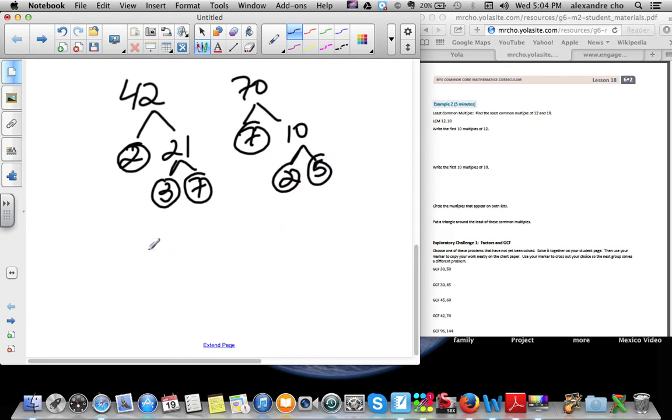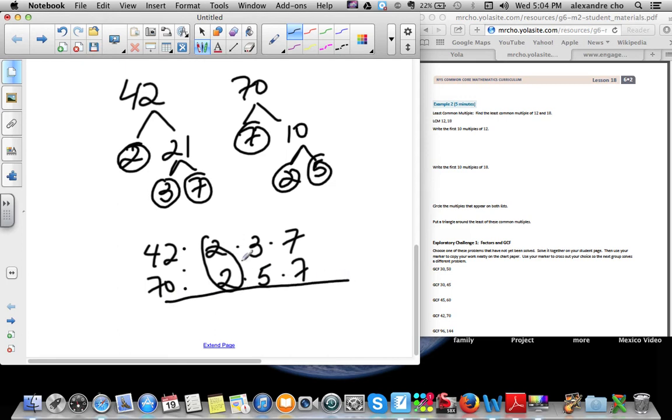So one way of doing this is to list them. So 42 and 70, I'm going to write them like this. 42 is 2 times 3 times 7. And 70 is 2 times 5 times 7. You can circle these two because they're in common. These two, they're in common, you are going to write it once down here. And then everything else that's not common, you're going to write it once as well. So the LCM of 42 and 70 would be, let's see, 5 times 7, 35. 35 times 3 is 105, times 2 is 210.